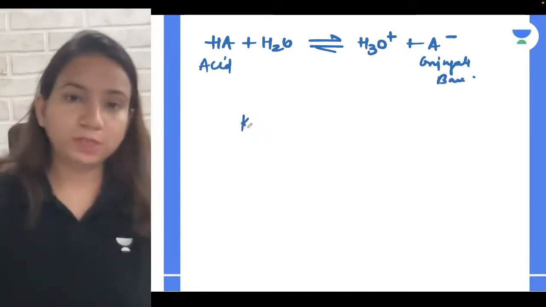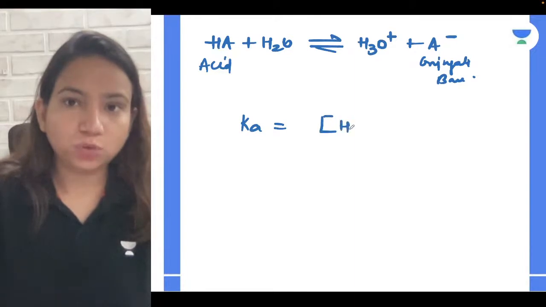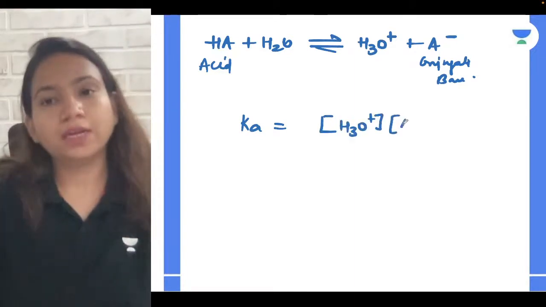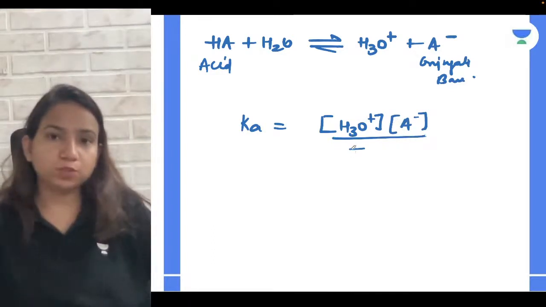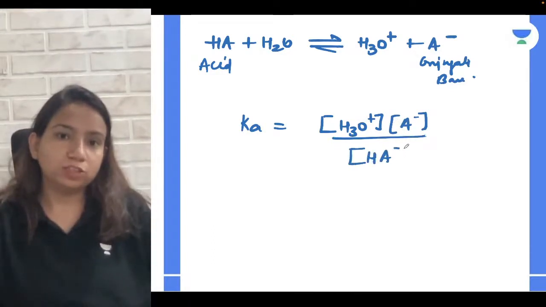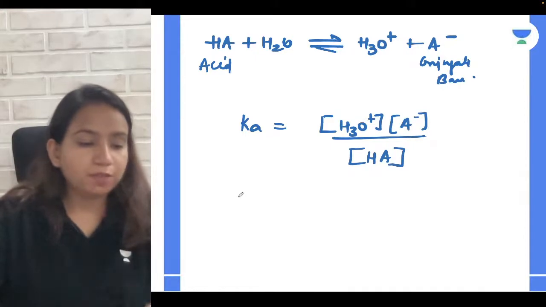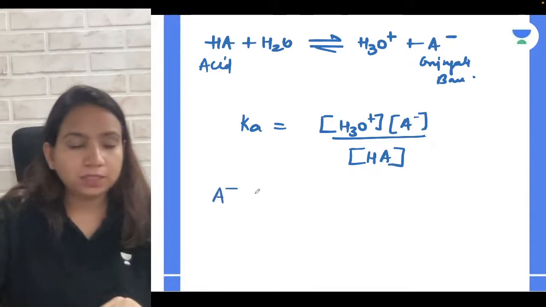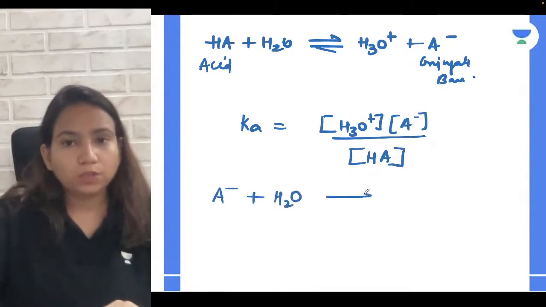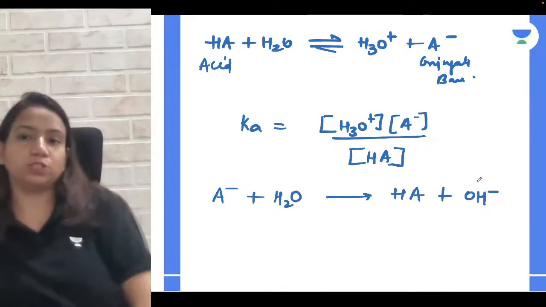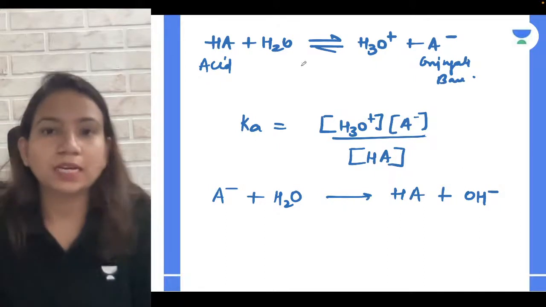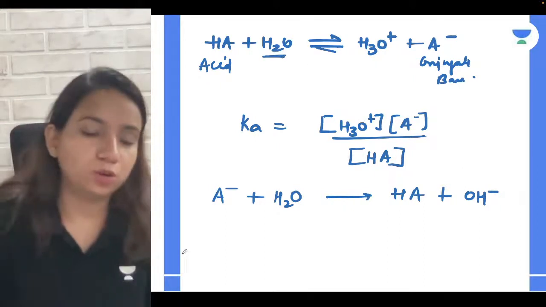So if I write what will be the Ka for it, it will be hydronium ion concentration, A minus concentration, divided by HA. Water concentration we won't consider because it's going to be common. Same way, suppose you have this base A minus, now this reacts with water. So what is going to happen? It is going to accept H plus ion and water will lose H plus ion. Here water lost H plus ion.